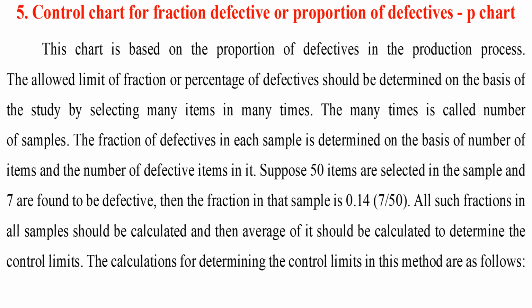The fraction of defectives in each sample is determined on the basis of the number of items and the number of defective items in it. Suppose 50 items are selected in the sample and 7 are found to be defective, then the fraction in that sample is 0.14. All such fractions in all samples should be calculated and then the average of it should be calculated to determine the control limits. The calculations for determining the control limits in this method are as follows.